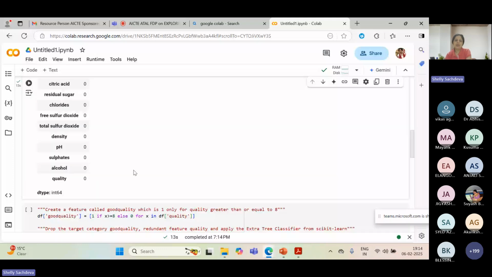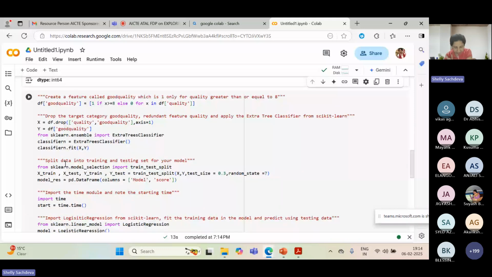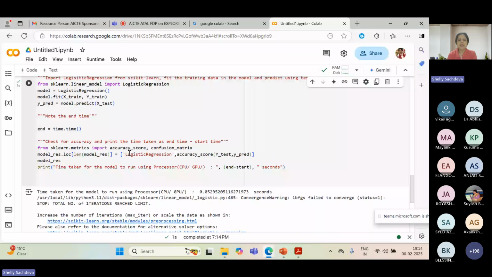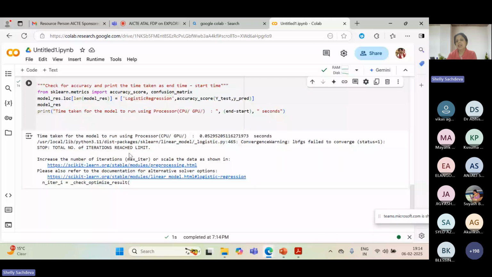After this, I need to again rerun the program, where I assigned a binary classification as a good quality parameter. From the quality, I converted that into good quality, and then I run this particular code. On running this code, the CPU will be used, and the task is completed in this many seconds, and the time taken to run it is this particular number. Now I again change the runtime.